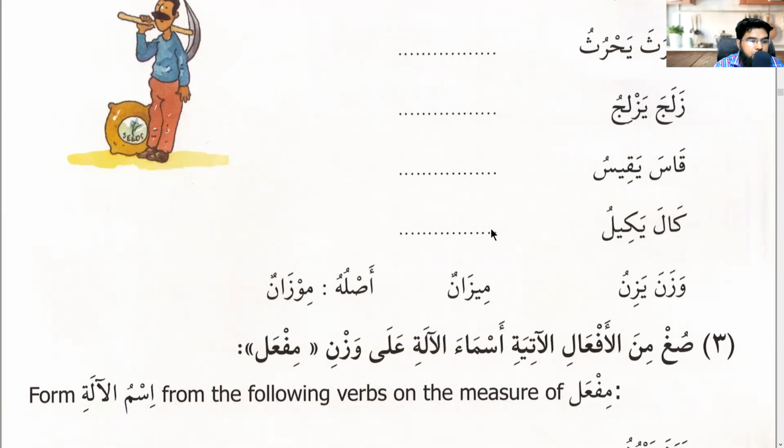Next, kala yakilu, mikyal. Right? Very easy. Kala yakilu, mikyal. So where we see a ya, it is the same thing. Mikyal is also to measure. I think qasa and kala both mean the same. Allahu alam. I don't know if there's a difference between miqyas and mikyal. In the Quran, miqyas also comes, what I remember.